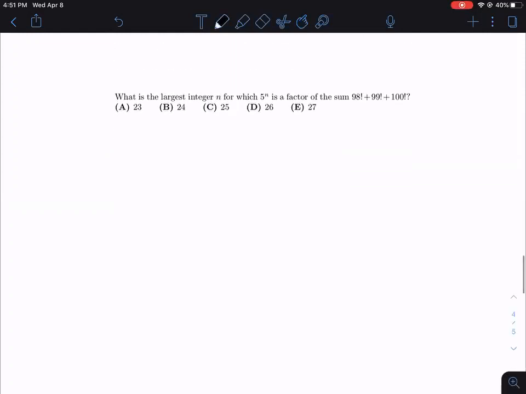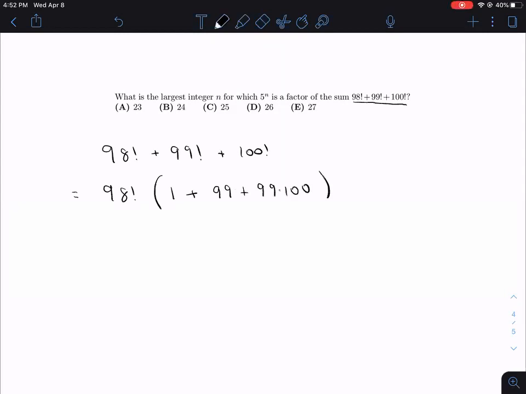So what's the first thing we do when we see this big factorial? We can't just use Legendre's immediately. So what do we do? Ryan said to simplify, and Aiden said to factor. Yeah. So this is 98 factorial plus 99 factorial. This is 98 factorial times 1 plus 99, which is 99 times 100.